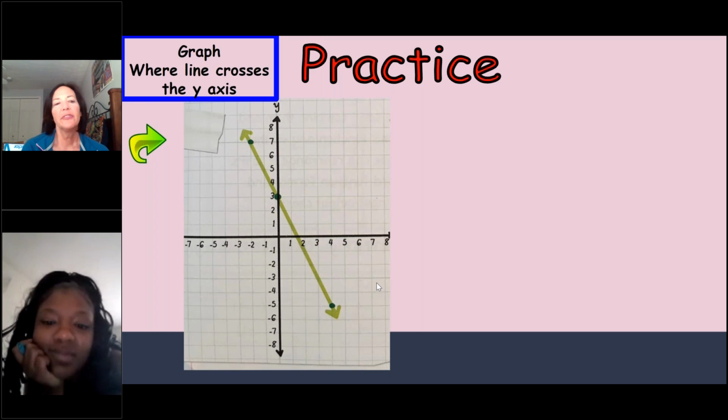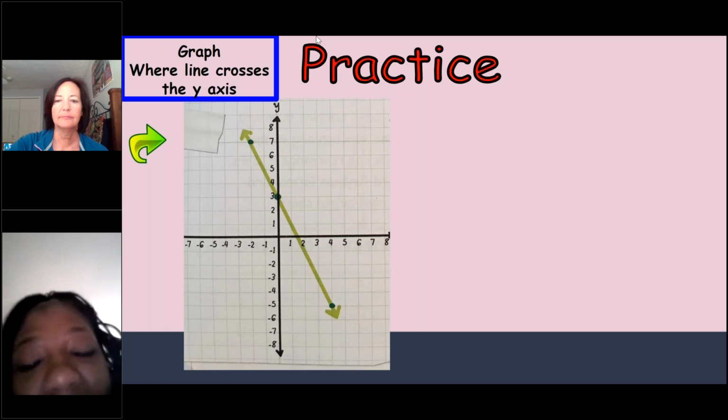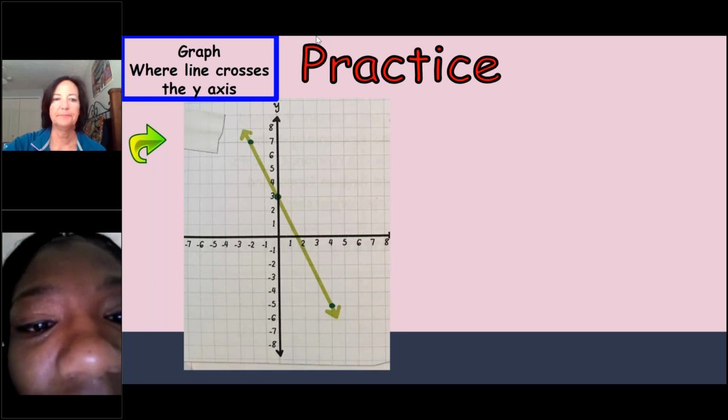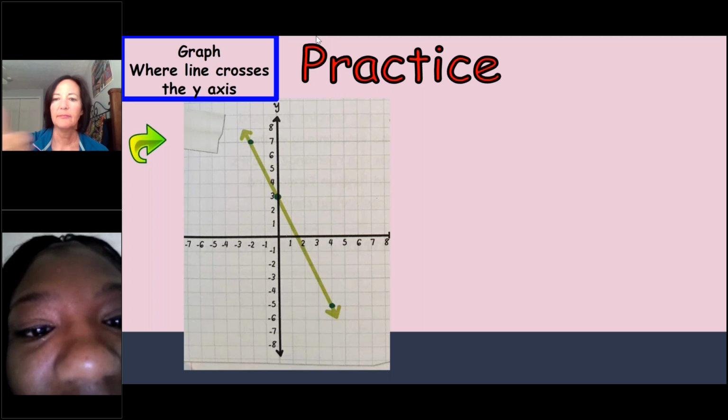Okay, so this is on a graph. So now we've given you a graph, and I want you to tell me what the y-intercept is. And the note page is up here in the left corner again. What is the y-intercept? Yes. 3? Okay. Yep.